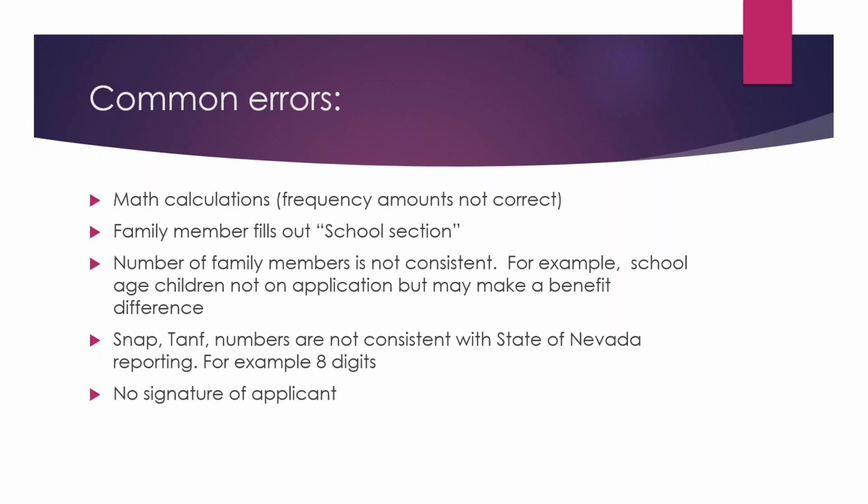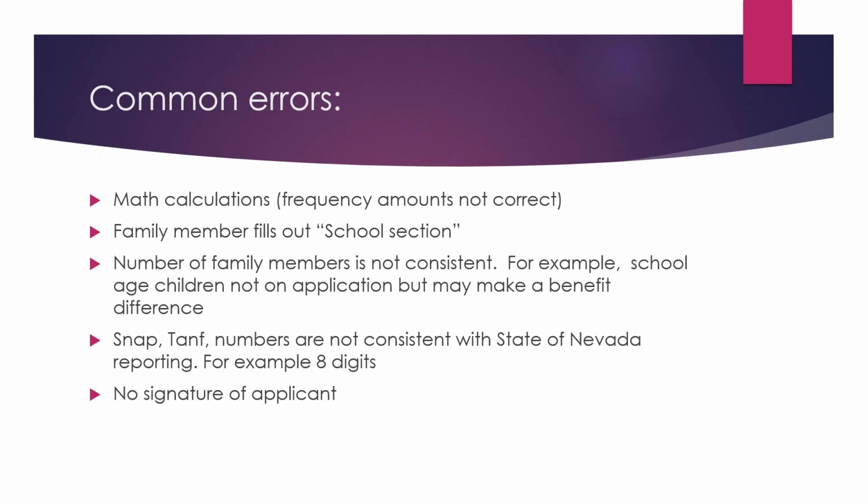A family member fills out the school section. The number of family members is not consistent. For example, the school-aged children are not on an application, but they may make a benefit difference. So there is an opportunity to list all the children. There's also an opportunity on the prototype application to list the total of all household members and children, and these numbers are not consistent.